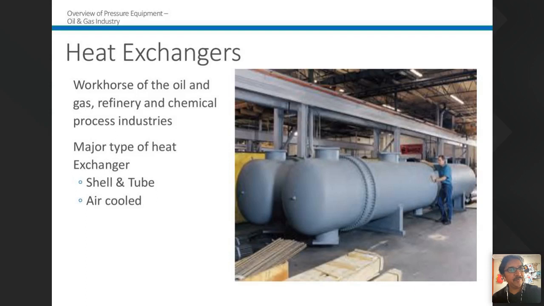Heat exchangers are the workhorse of the oil and gas industry. You can see a picture of how big it looks. There are plenty of heat exchanger types. We just picked two major types, shell and tube, and air-cooled heat exchanger. The purpose of a heat exchanger is to transfer heat, either to cool or to warm.